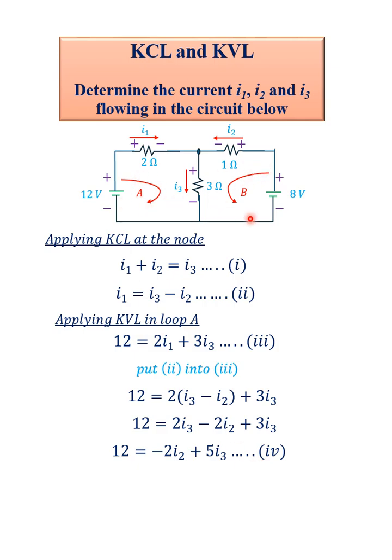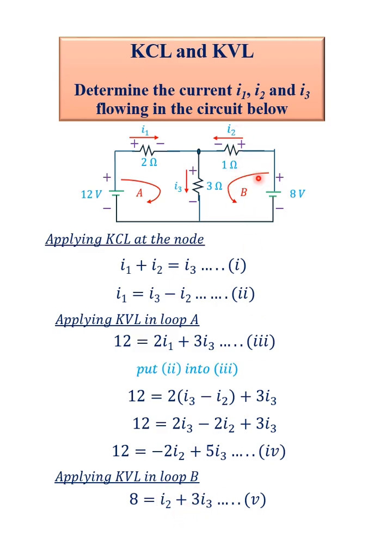Let's apply KVL to loop B. If we apply KVL in loop B, we are going to get the battery source 8 equal to the voltage drop across the 1 ohm resistor plus the voltage drop across the 3 ohm resistor because 1 and 3 are in loop B. So 8 will be equal to I2 plus 3I3.